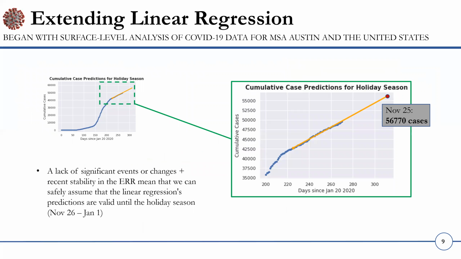The lack of significant events or changes coming in the period leading up to the holiday season and the stability of the effective reproduction rate mean that we can safely assume the predictions made by the calculated linear regression shown above are valid until the holiday season.